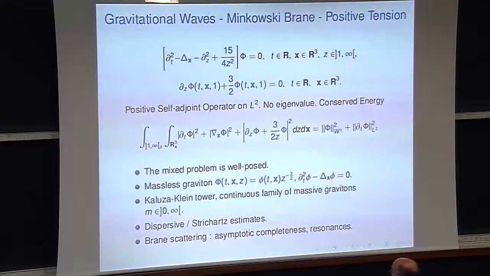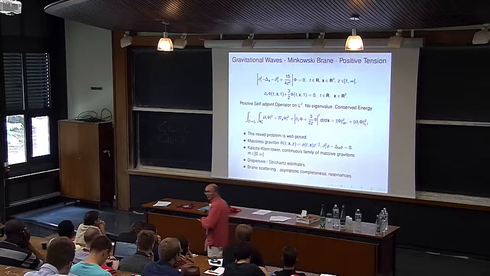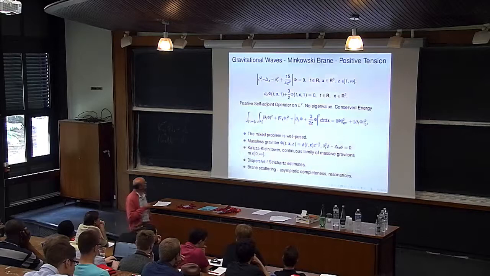And using this Kaluza-Klein tower, we can establish dispersive estimates, Strichartz estimates, and we develop a wave scattering theory with asymptotic completeness of the wave operator, existence of the scattering operator, explicit description of the resonances on the Riemann surface of the logarithm, and so on. The theory is complete, and the conclusion is the Minkowski brane is linearly stable.